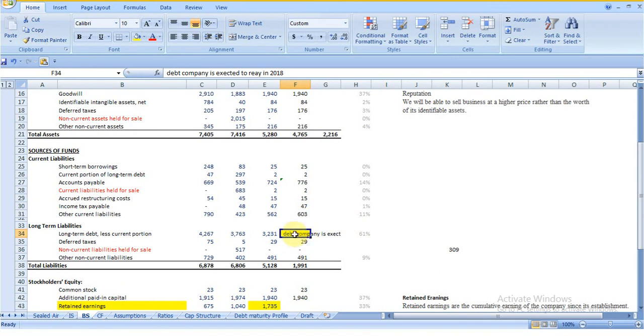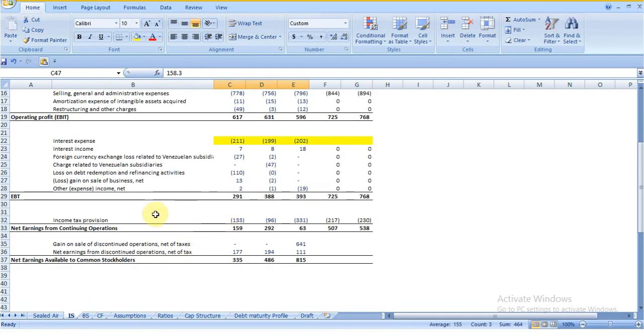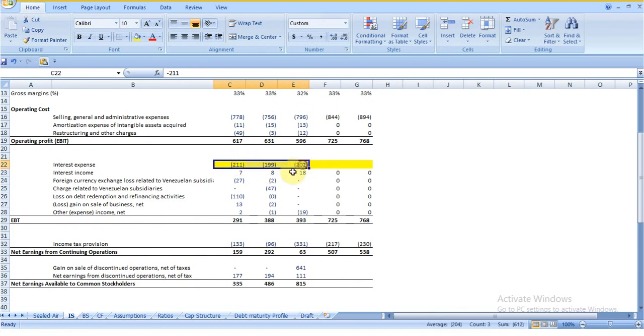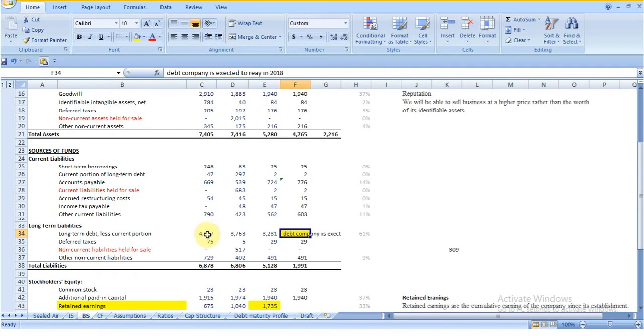So for that we will create our interest expense schedule. In that interest expense schedule, we have already taken the interest expenses from the income statement. Interest expenses are available here. We have taken from there. Now our total debt is coming from our balance sheet. So these are the debts which are flowing here.